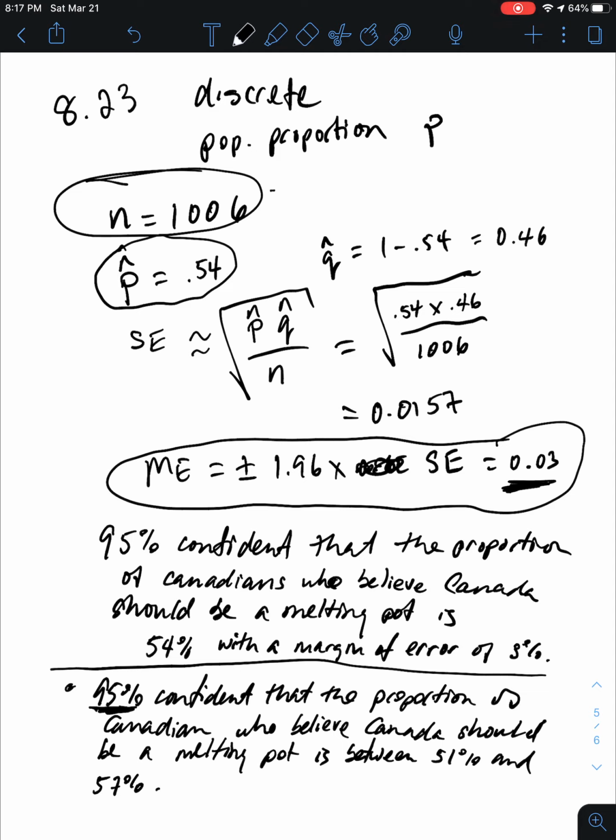A good newspaper like the Globe and Mail will say we are 95% confident, or instead of saying 95% confident, they will sometimes say 19 times out of 20. You'll see that in many Globe and Mail articles: the survey is considered to be accurate within 3%, 19 times out of 20. All right, so that is the end of 8.2, 8.3.